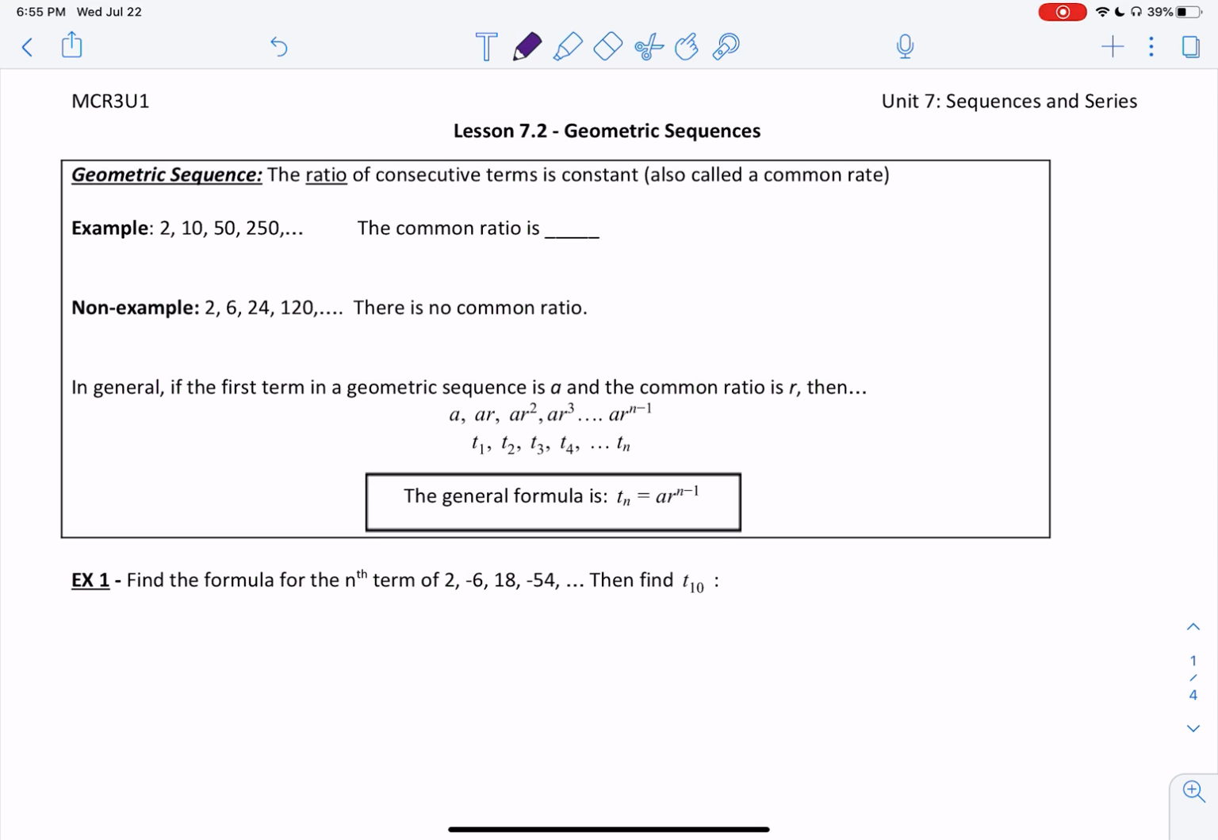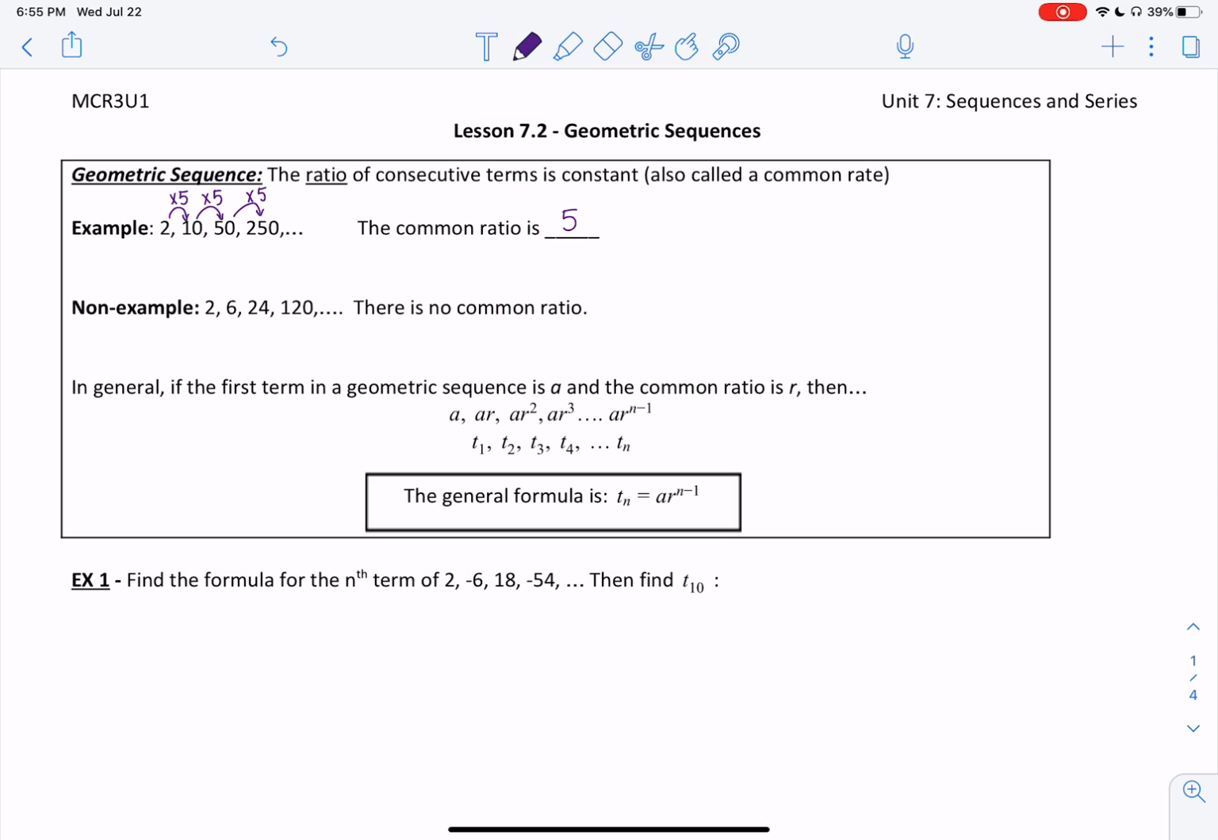So for example, if I look at this first sequence, I have 2, 10, 50, and 250. So to get from 2 to 10, I would multiply by 5. To get from 10 to 50, I would multiply by 5. And to get from 50 to 250, I would also multiply by 5. So because each time I multiply by 5, the common ratio is 5.